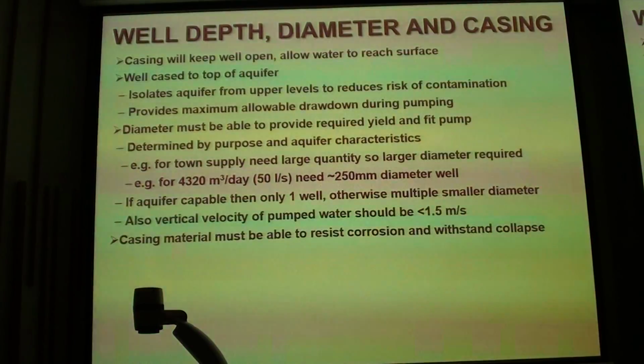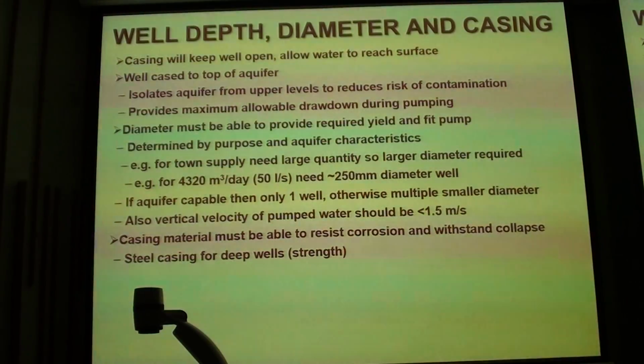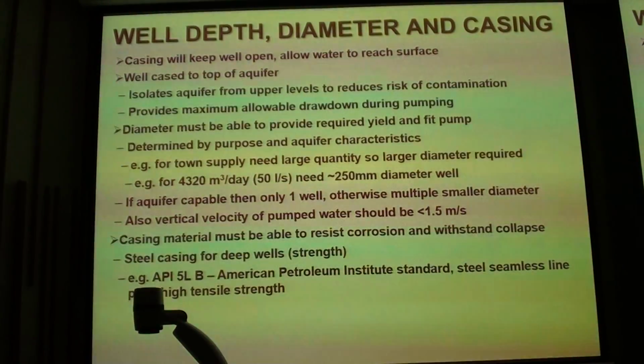Casing material must be corrosion resistant, withstanding the collapse pressure of the hole. Generally you're going to use good quality steel casing. Most of the time it's oil pipeline casing. There are various designations of the stuff, but there are standards for this as well. There are actual official international standards for casing. American Petroleum Institute is one of them. So you get casing like this particular designation here, 5LB. It's basically seamless line pipe, high tensile strength, corrosion resistant, and it's about 10 millimetre wall thickness, so it's really good stuff. It's industry standard material.